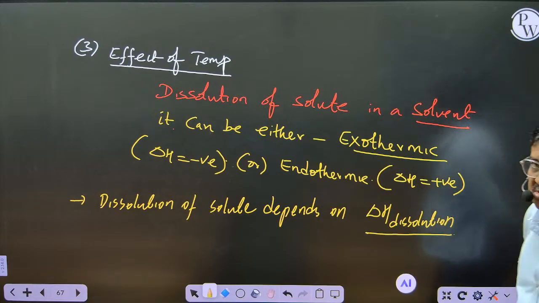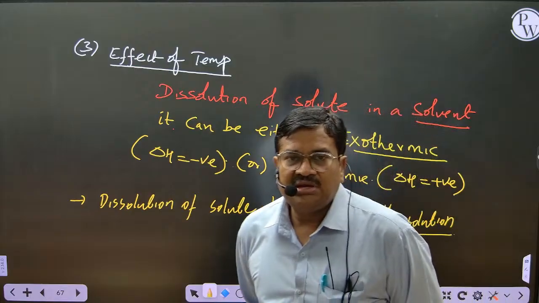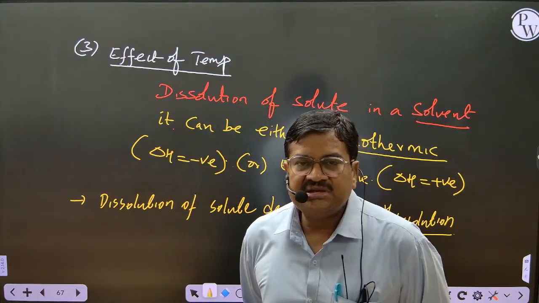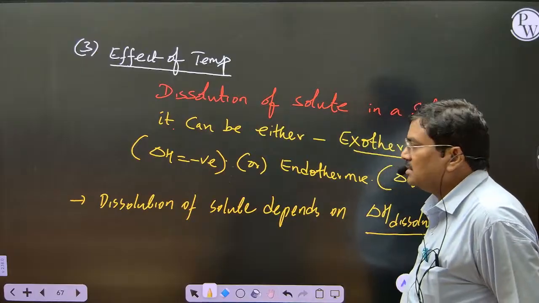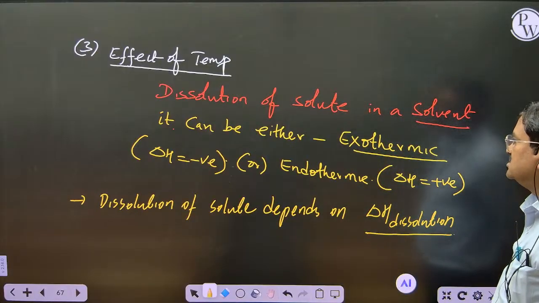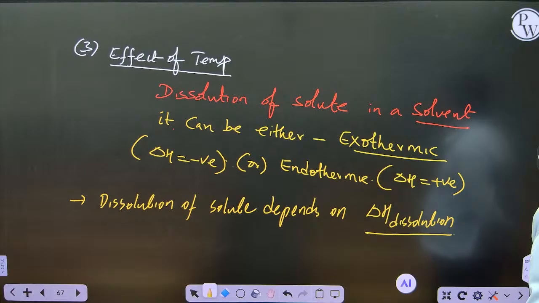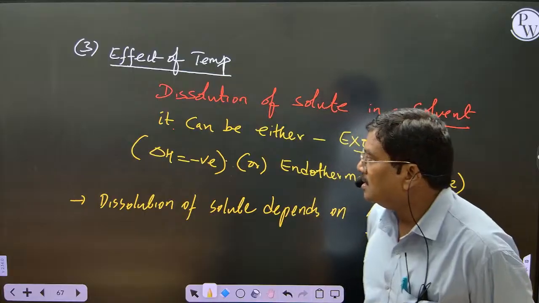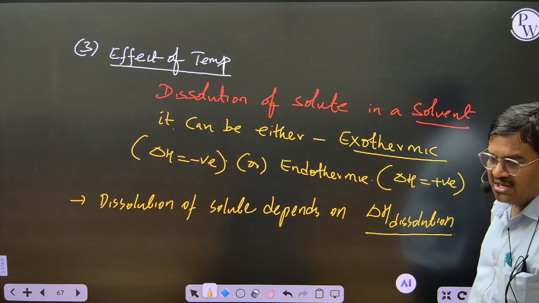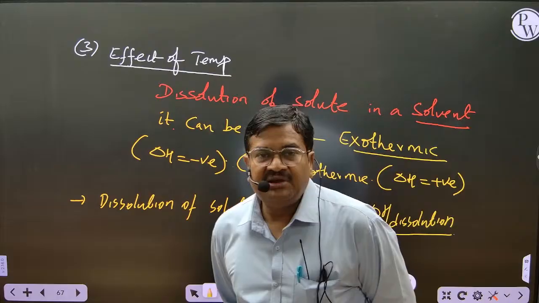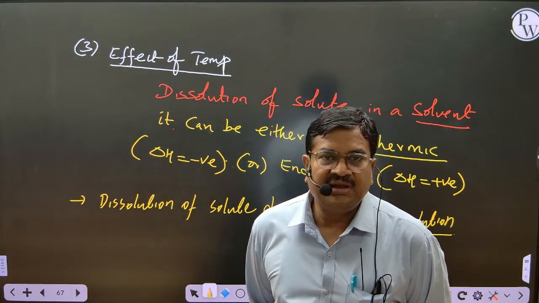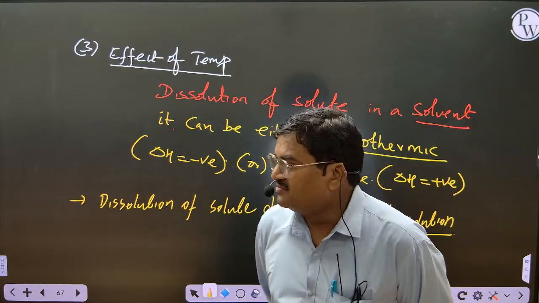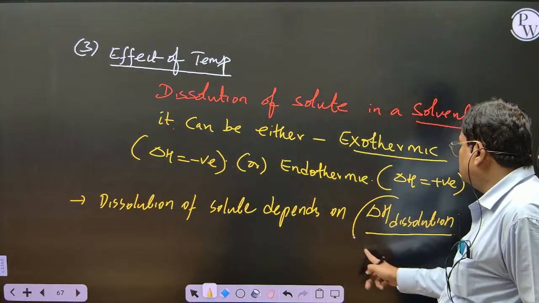Are you following, students? So some solutes may be endothermic and some solutes may be exothermic. So dissolution of solute in a solvent can be either exo or it may be what? Endothermic. Hence, what will be the influence of temperature? It depends. Hence, we say solubility of solid in a liquid may either increase with temperature or decrease with increase in temperature. It depends on what? Enthalpy of dissolution.